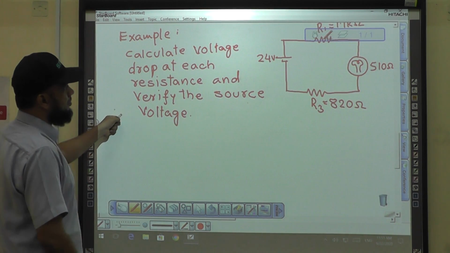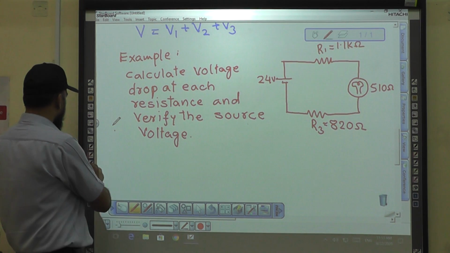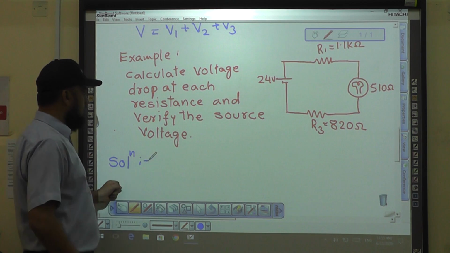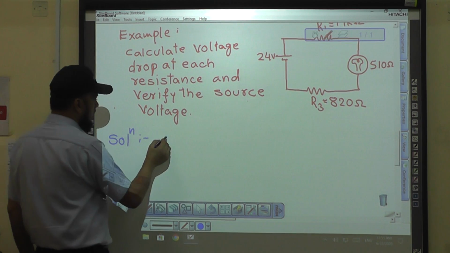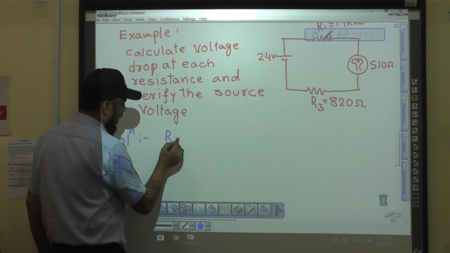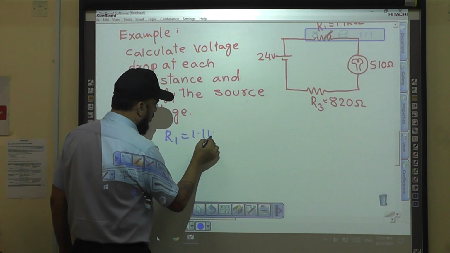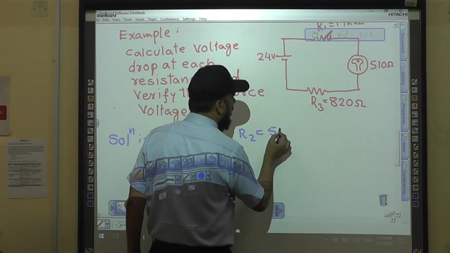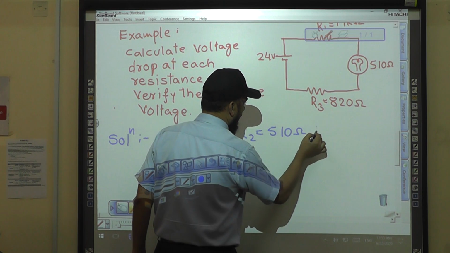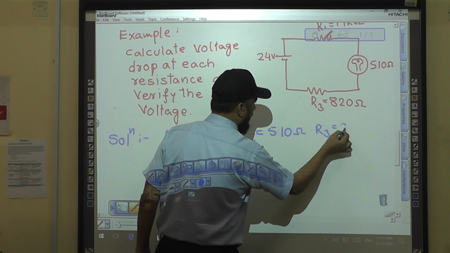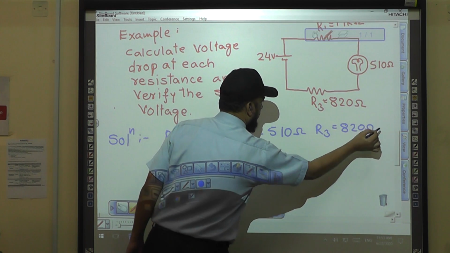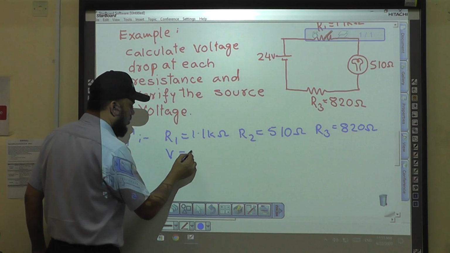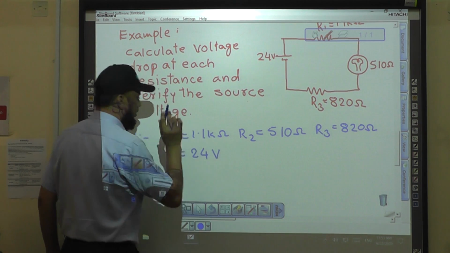Now from this solution, what is the first point we have to write? First, the given. What is the given? R1 is given as 1.1 kilo ohm, R2 is given as 510 ohm, and R3 is given as 820 ohm. And the source voltage is given as V equal to 24 volt.